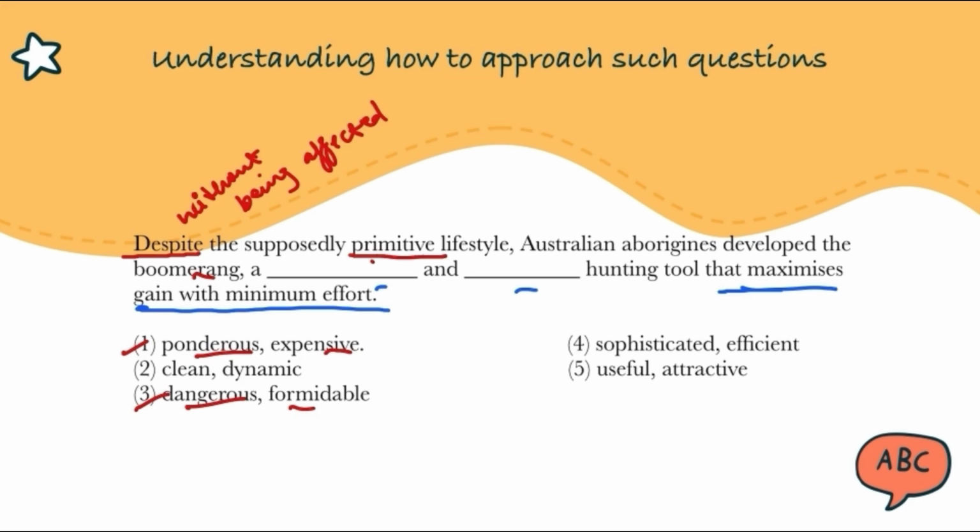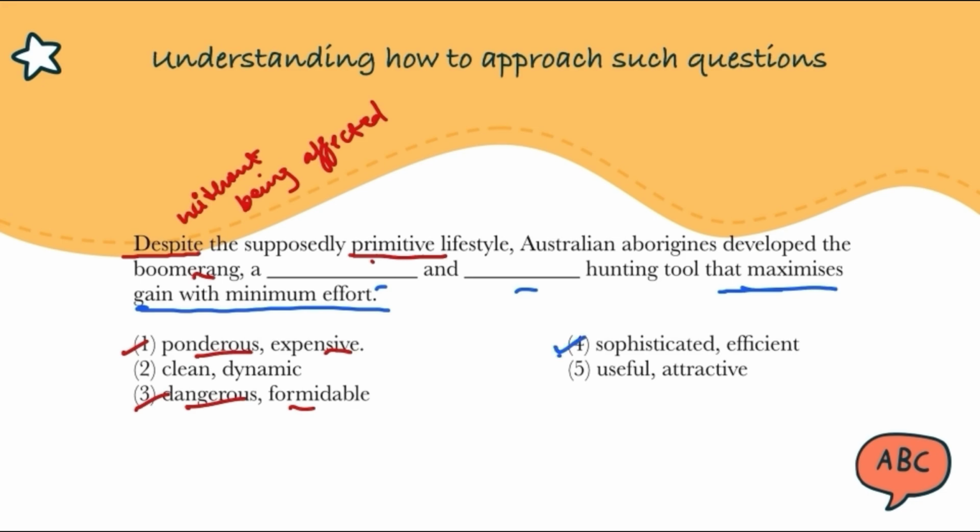Now let's talk about it. If I choose clean and dynamic, the boomerang, a clean and dynamic, how does that relate to maximizing gain and minimum effort? That does not, right? Clean is not related to that. Dynamic might also not be. Useful and attractive, attractiveness is not related to gains and effort.